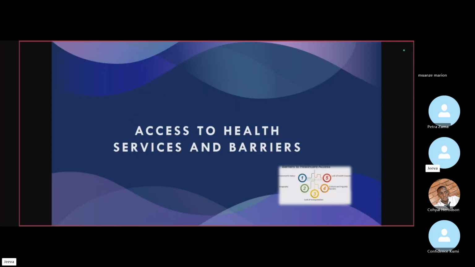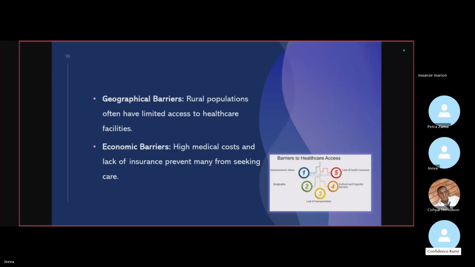Now we'll see the access to the health services and what are the different barriers people have to the healthcare system. Okay? First one is the geographical barriers. Those people who are living in the rural populations often will have limited access to the healthcare facilities. So this is one of the geographical barriers people have. Whereas people who are living in the urban areas will have more access to the healthcare system.